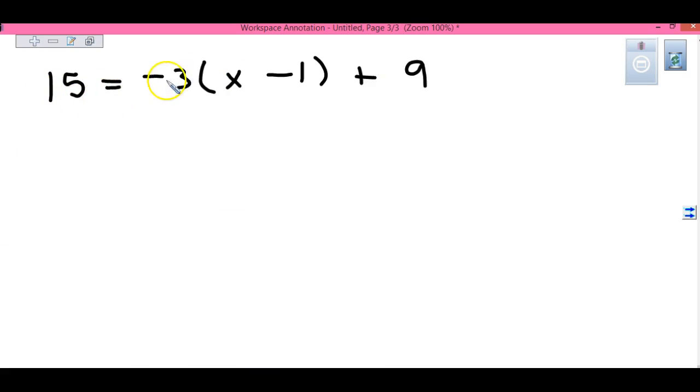Solve 15 is equal to negative 3 times x minus 1 plus 9. There's a grouping symbol, so what's the first thing you have to do? And what am I distributing? 3 or negative 3? Negative 3. So negative 3 times x.